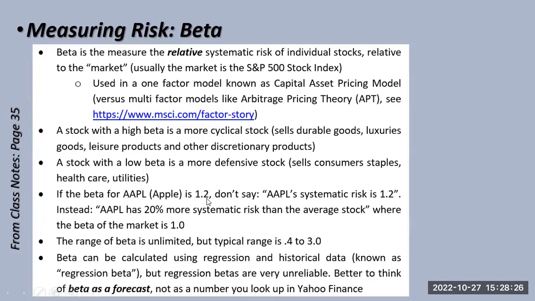If Apple's beta is 1.2, that means they have 20% more systematic risk than the average stock. So they're a more cyclical stock. Now, betas are unlimited. You can have a negative 3 trillion beta. You can have a beta of 87 trillion. It's unlimited. But for stocks, the normal range is 0.4 to 3. 0.4 would be like grocery stores. 3 would be heavy industry, you know, very, very expensive products.